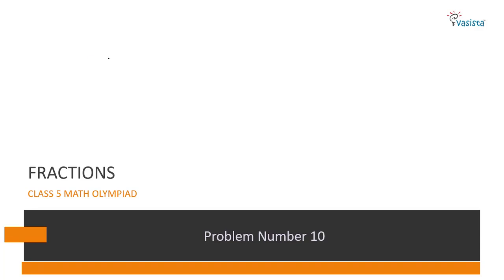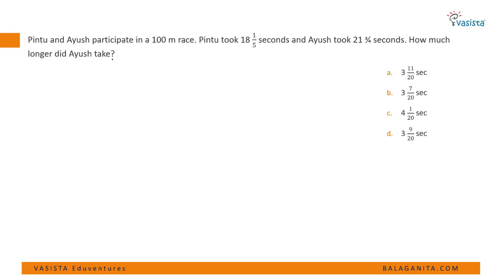Let me go with problem number 10 right here. Pintu and Ayush participate in a 100-meter race. Pintu took 18 1/5 seconds and Ayush took 21 3/4 seconds. How much longer did Ayush take?